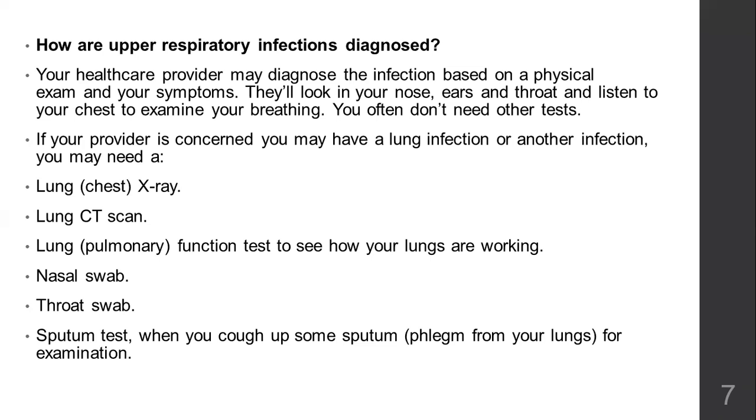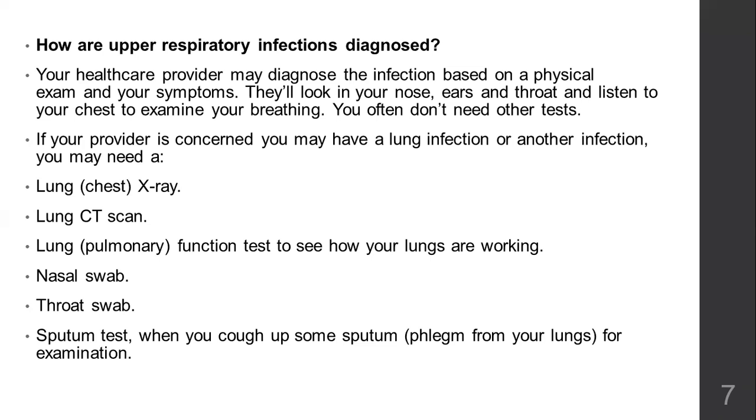Nasal swab test and throat swab are done to see what exactly is causing you an infection. Is it a bacterial infection or a viral infection? To find out who the causative agent is, what pathogen we are dealing with, we do the nasal swab and throat swab.